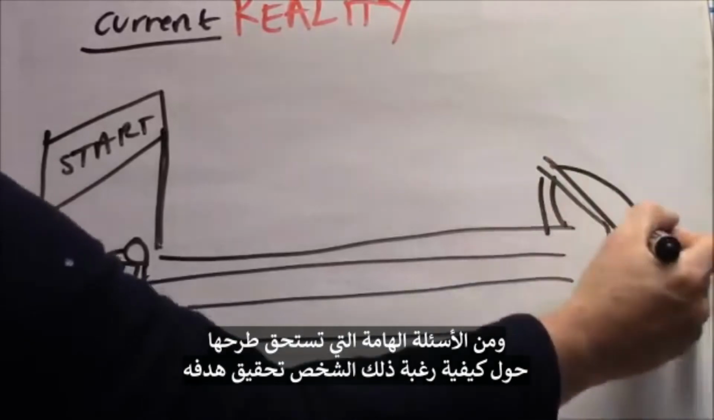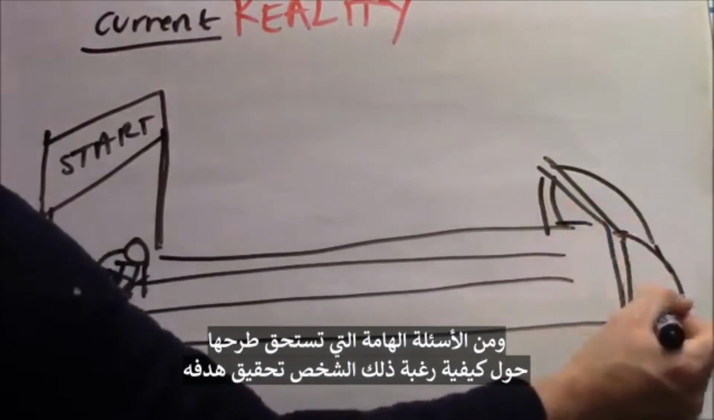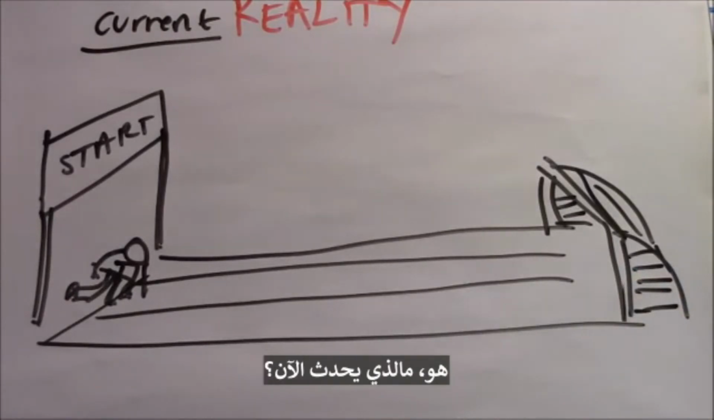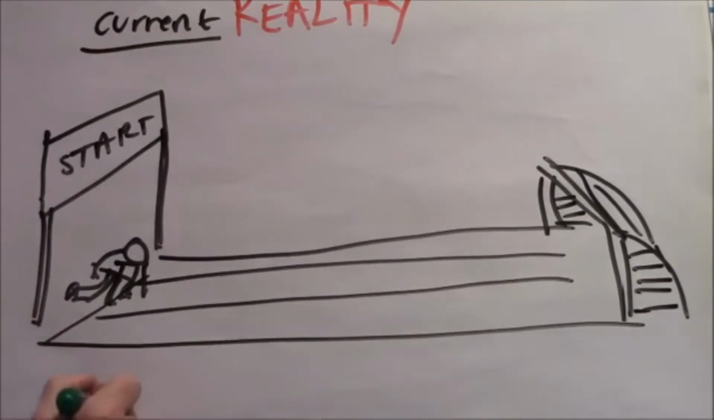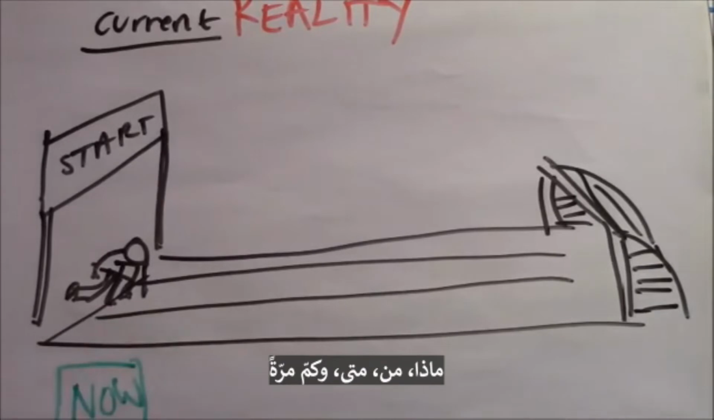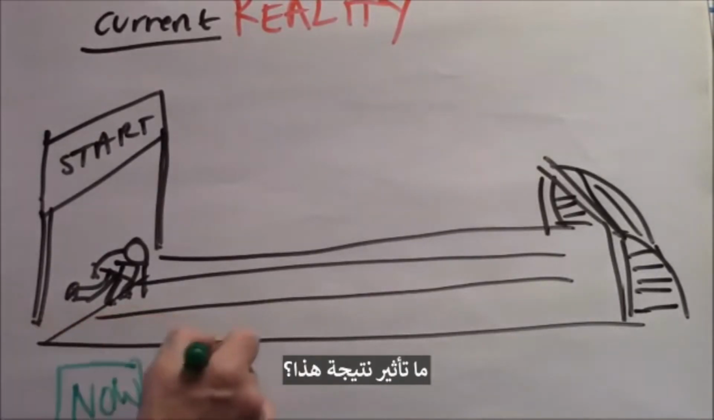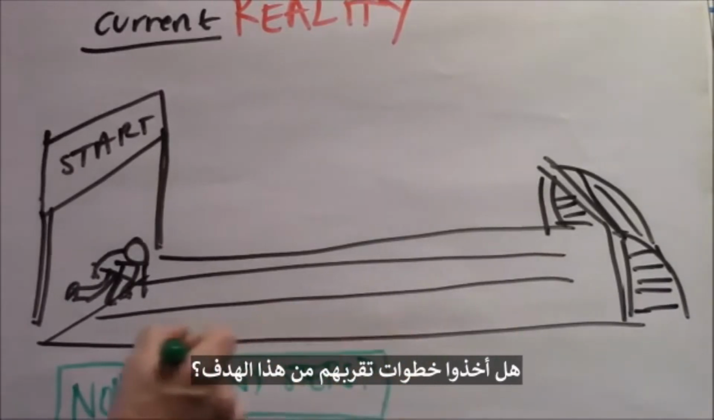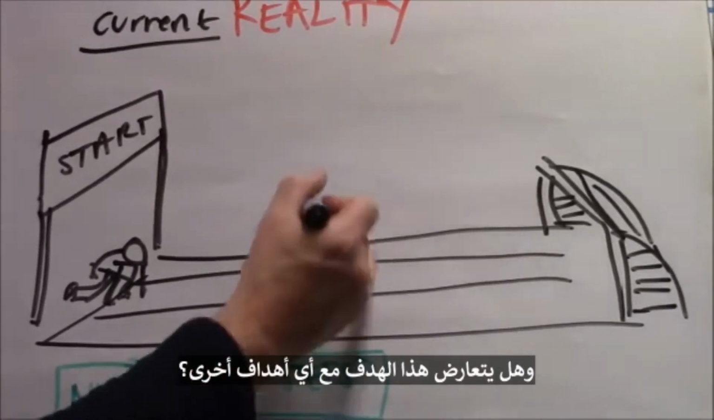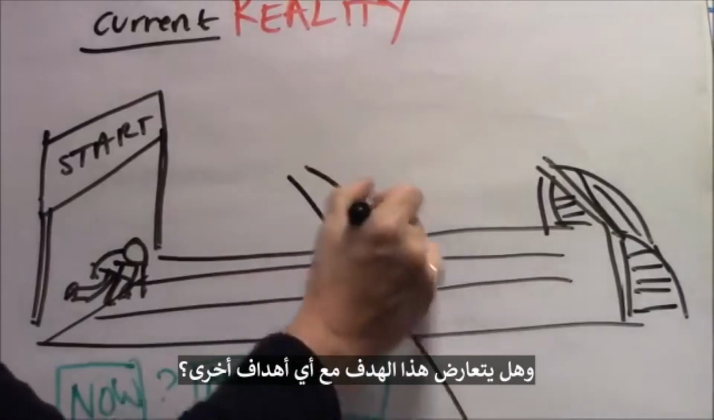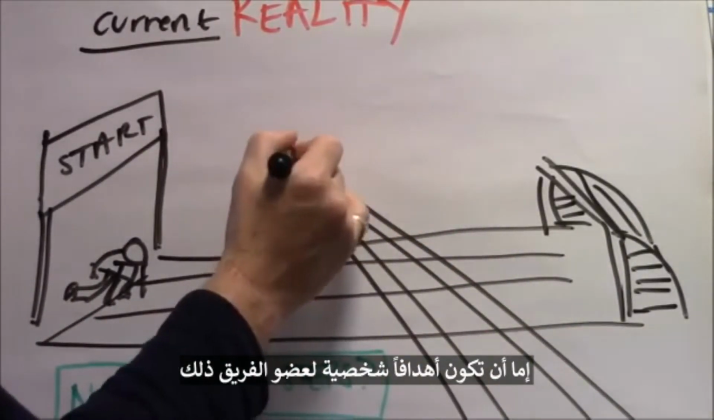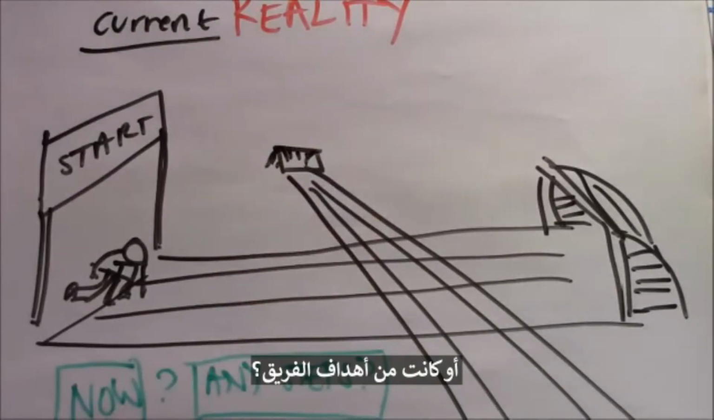And the kind of useful questions that are worth asking about how this person might want to achieve their goal is, what is happening right now? What, who, when and how often, and what's the effect or result of this? Have they actually taken any steps towards this goal? And does this goal conflict with any other goals or objectives, either personal goals for that particular team member or some of your bigger team goals?